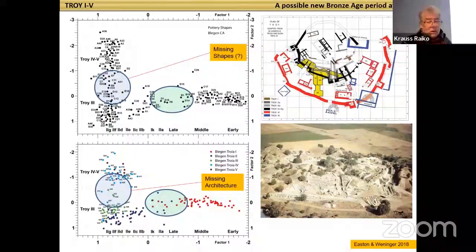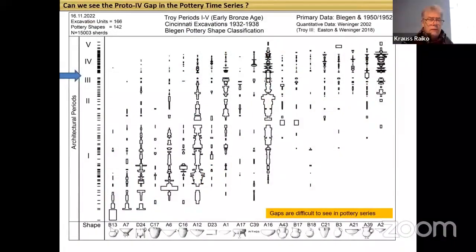So for me, it's been a question for a long, long time. Is there something missing? Is there perhaps a gap in the Bleden sequence? And this is what we're going to talk about today. I'll just show you, because Donald and I have been working on the radiocarbon dates to see whether we can confirm this.